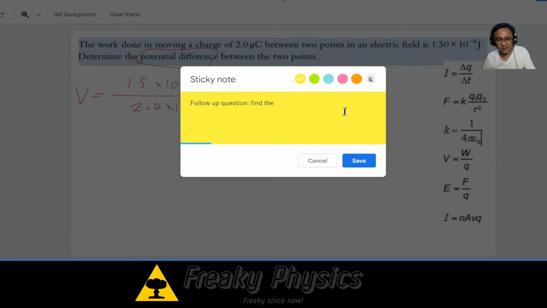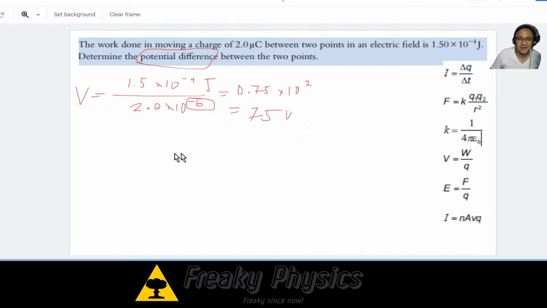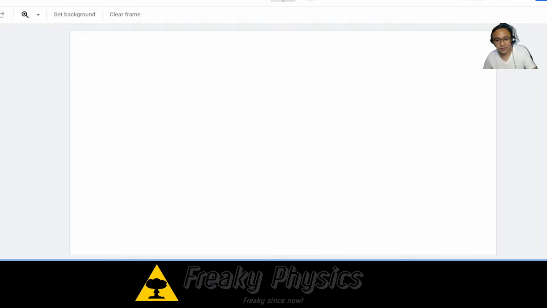Yes. All right. Follow-up question. This one's a bit of a challenge. You know the potential difference. Find the electric field between the points. Find the distance between the points. No, never mind. Let's not do the follow-up question, because I have to give you a value. So this is good. All right. Let's do another problem real quick.